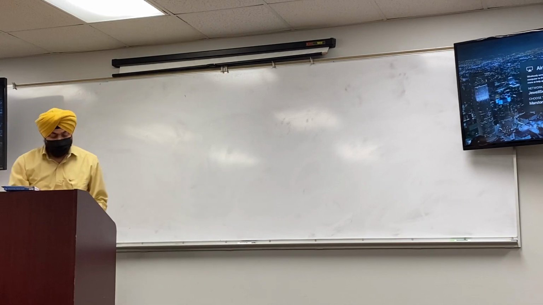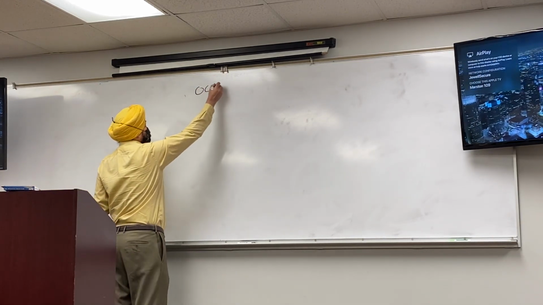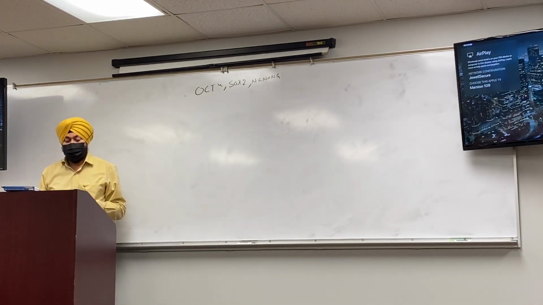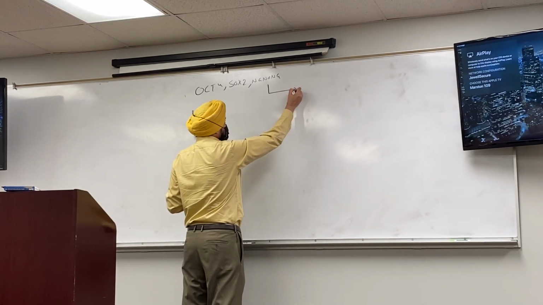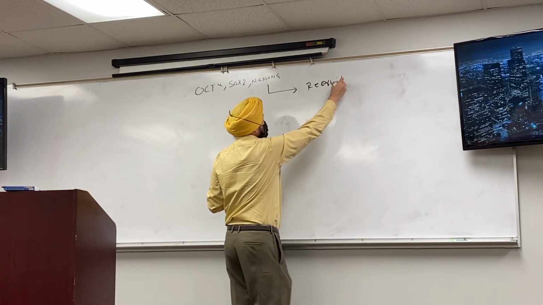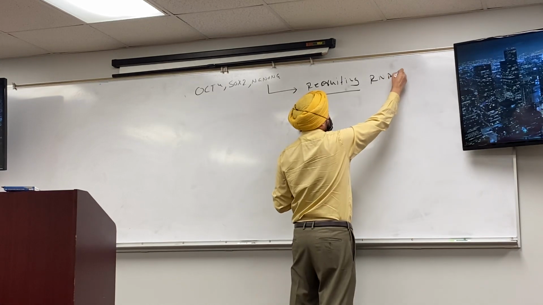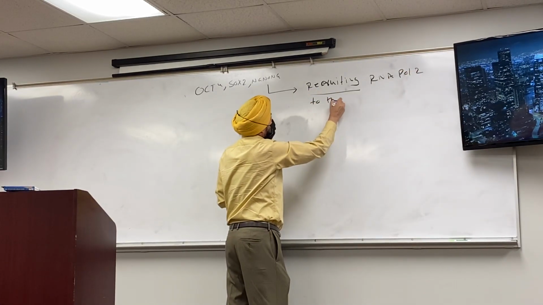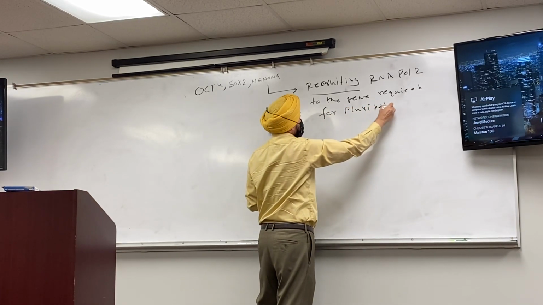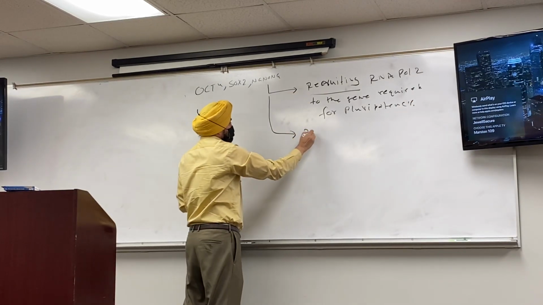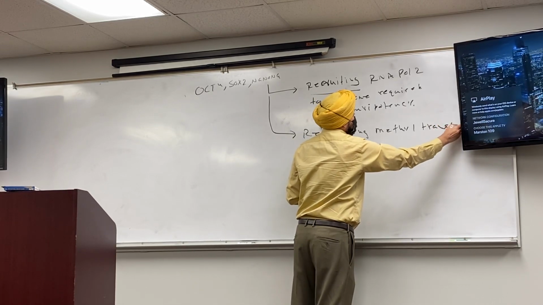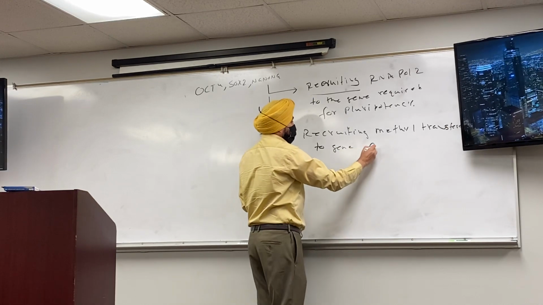Okay. So what is happening? We have OCT4, SOX2, and NANOG. What these are doing is recruiting RNA polymerase 2 to the genes required for pluripotency. And they are recruiting methyltransferase to the genes for differentiation.